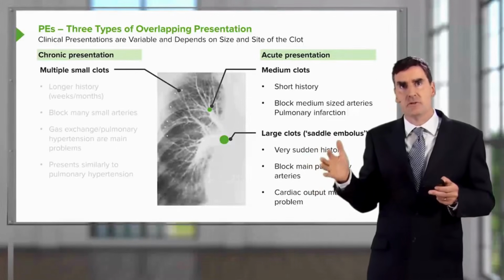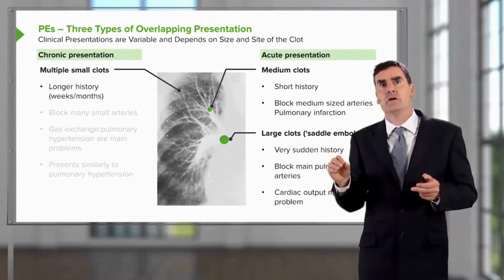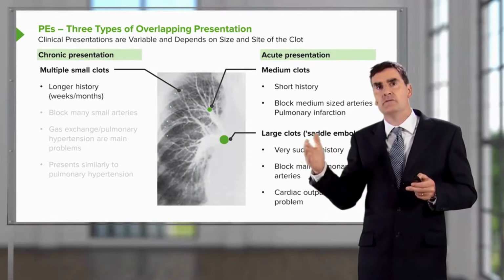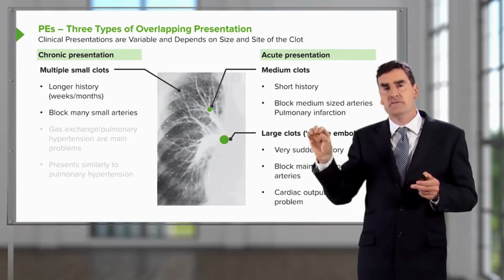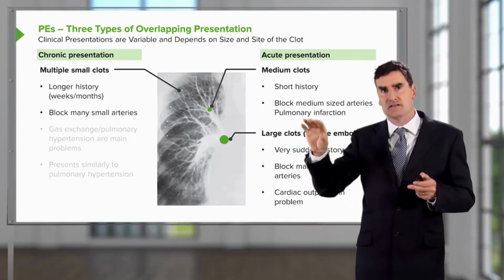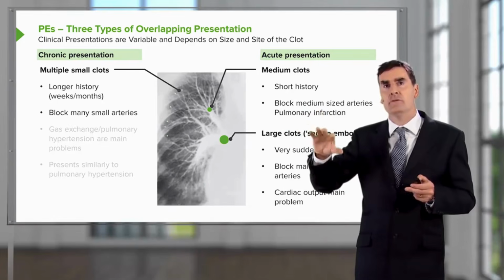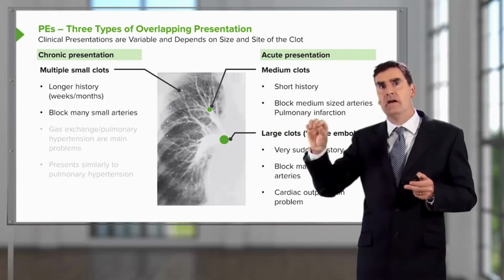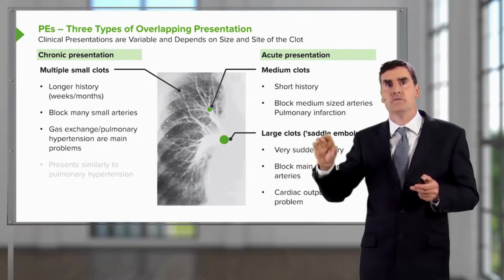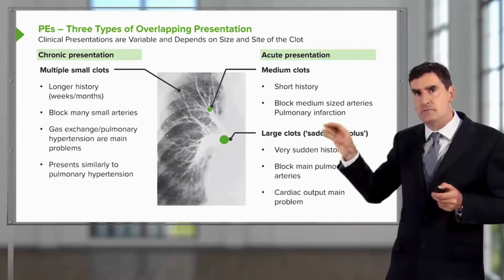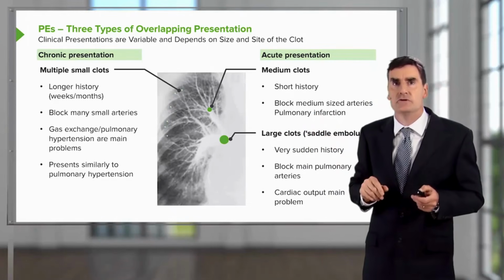The last presentation is much more chronic, and those are multiple small clots. And these patients have a long history, which may be developing over weeks or months. And this is due to small emboli clogging off individually a small artery, which in itself probably has little effect. But when you have multiple emboli clogging off multiple arteries, then that eventually will lead to breathlessness, problems with gas exchange, and the patient will present with breathlessness and potentially the consequence of pulmonary hypertension developing due to loss of the arterial circulation due to multiple small clots.